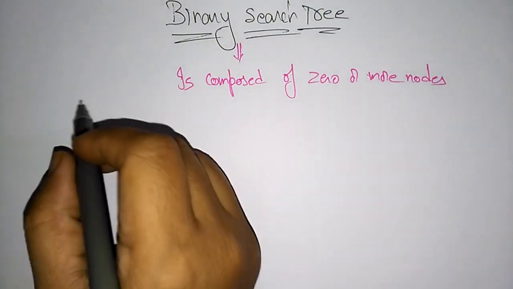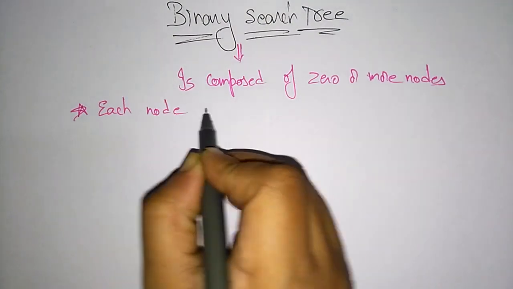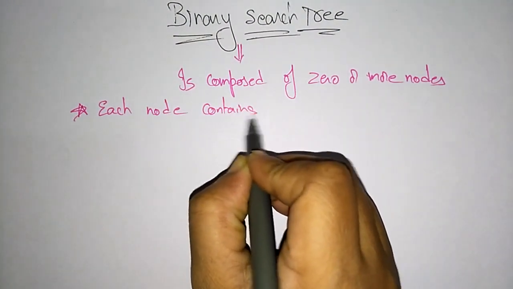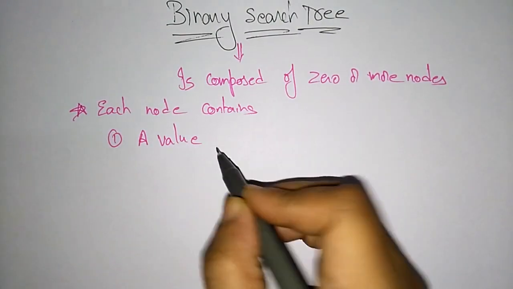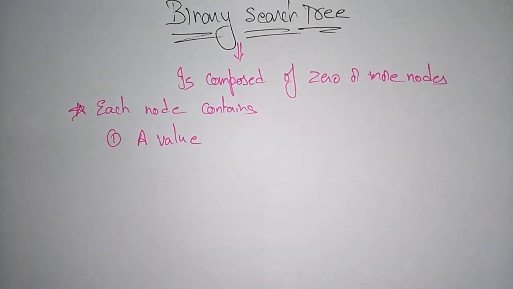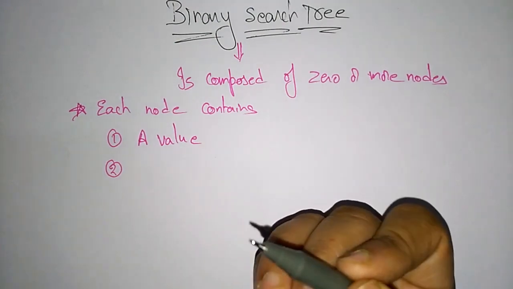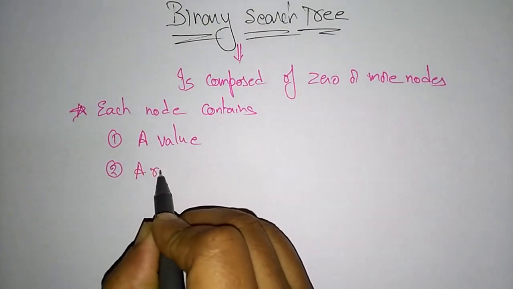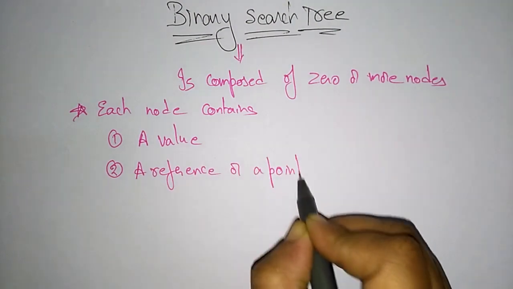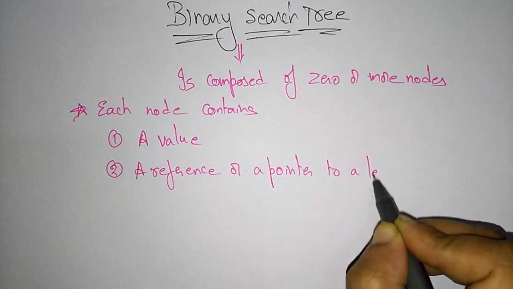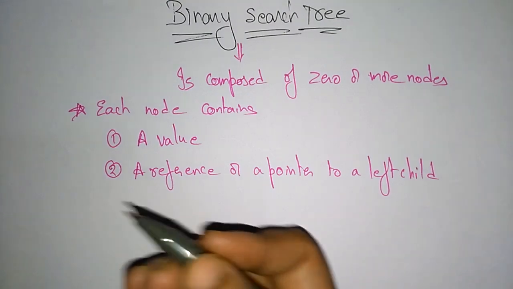So here in a binary search tree, each node contains, the first one, a value. Each node contains a value. A value is nothing but some sort of data item, any sort of data item. And a reference or a pointer to the left child. You call it a reference or a pointer to a left child. Maybe null. You can take the null also.